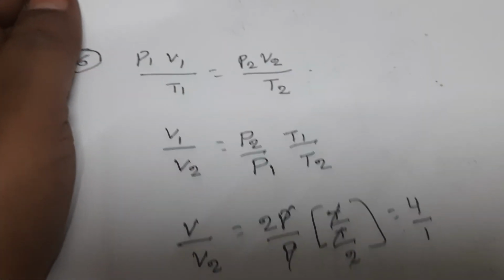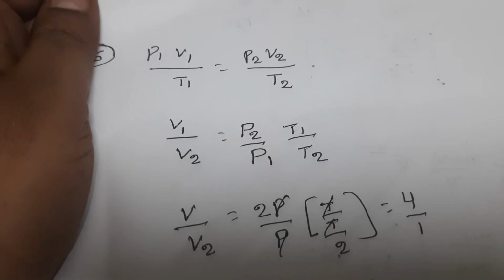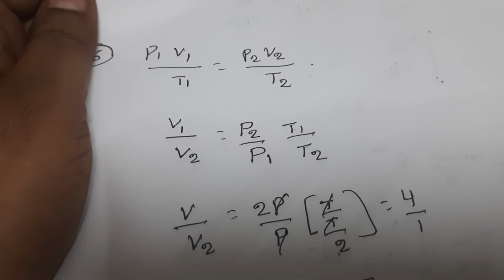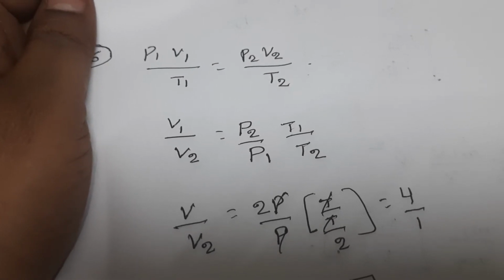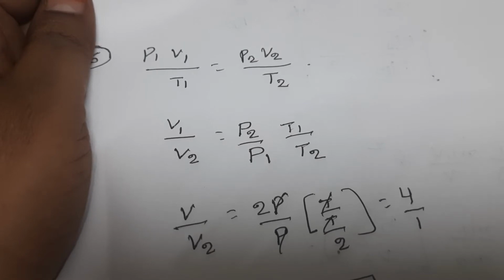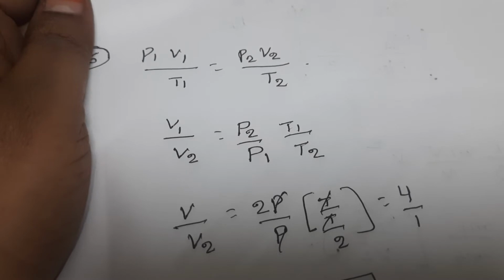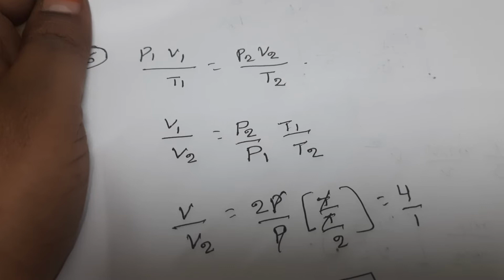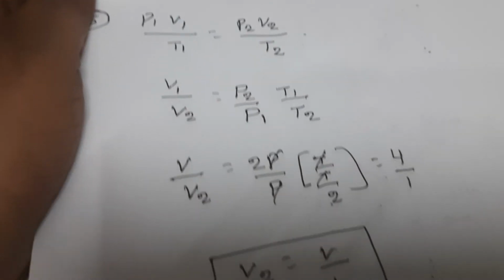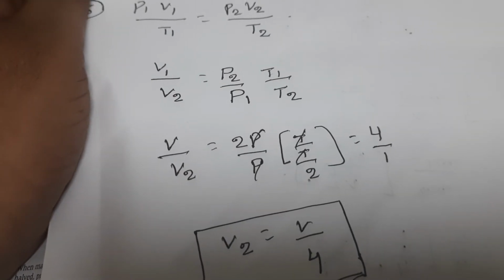So what is that? P1 V1 by T1 equals P2 V2 by T2. Then after simplification, we want V1 by V2, the volume ratio. V1 by V2 equals P2 by P1 into T1 by T2. You know that P2 is 2 times the first one, 2P by P, and T1 by T2 is half of that one. After simplification, we are getting the ratio V1 by V2.